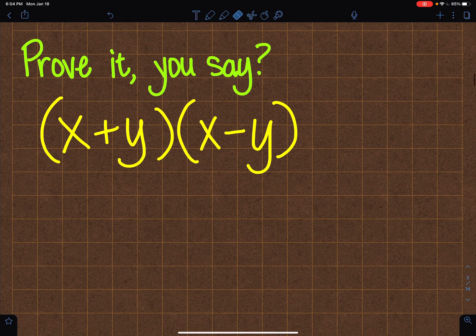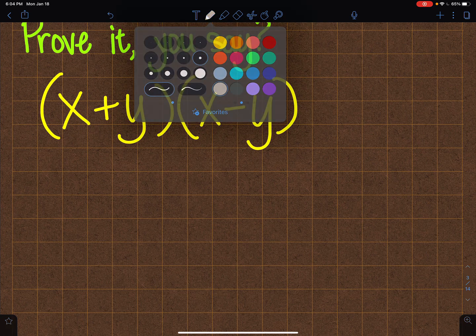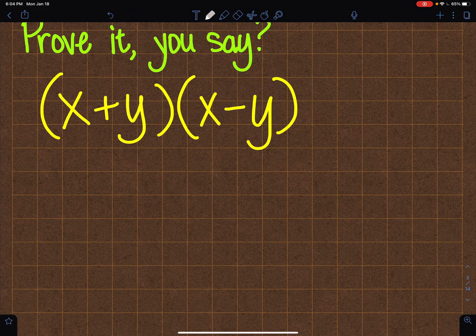Prove it, you might say. Alrighty, well then I will prove it. Let's prove it by taking the sum and the difference and FOILing it out. All right, let's FOIL it out and see how it works. So if we were to FOIL this out, x plus y times x minus y. Let's start with FOIL first.